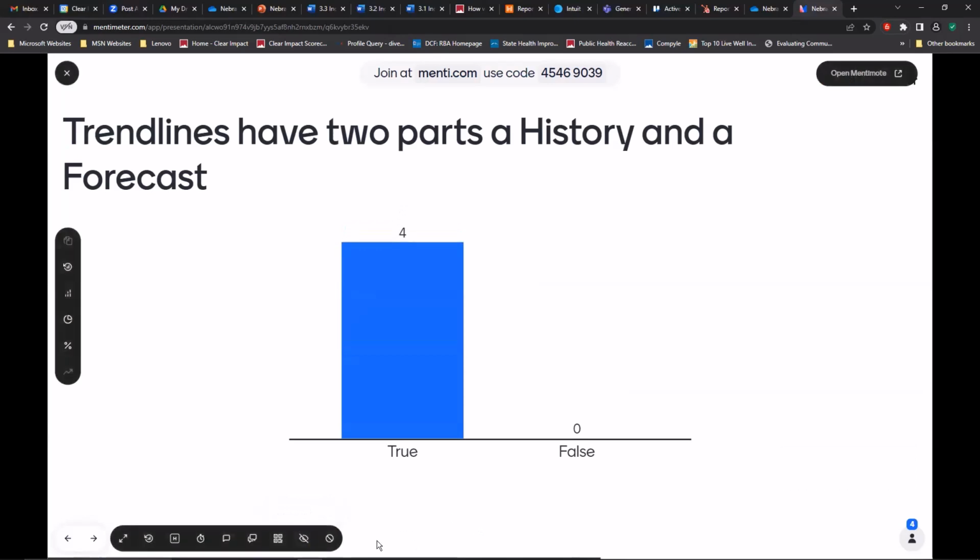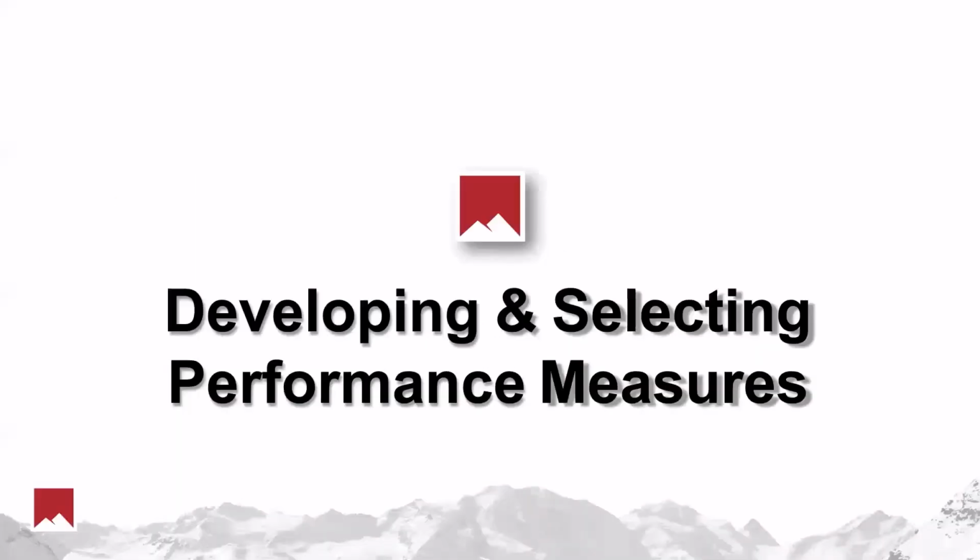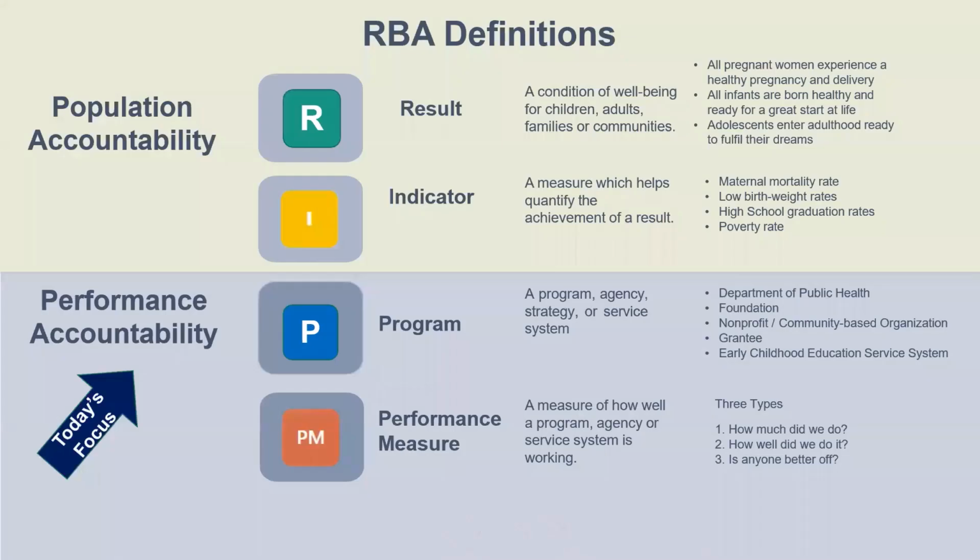So great job, everyone. So as I said, today we're going to focus on developing and selecting performance measures. And as you remember, performance accountability is about the programs and services strategies that you implement, and the performance measures is the data that tells you how well you're doing in relation to your programs and strategies, and it's focused on the people in your programs, not population accountability.